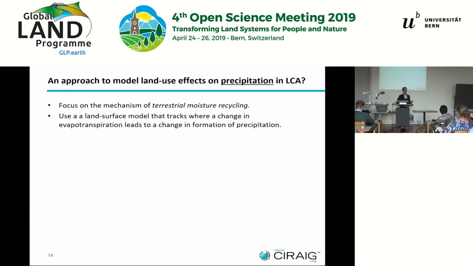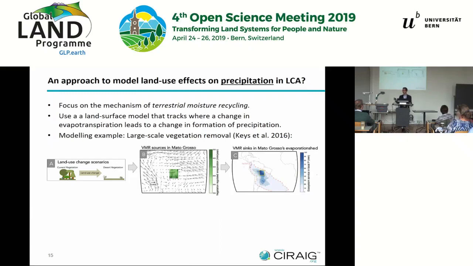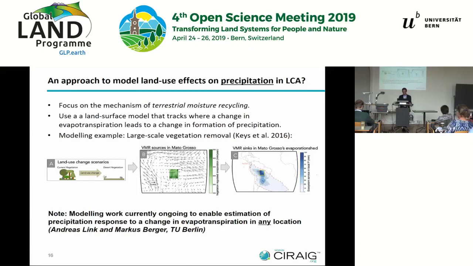And to do so, we suggest to use a land surface model that tracks basically where a change in evapotranspiration leads to a change in precipitation. As an example, the work done by two of our co-authors, Patrick Kane and Lan Wang, modeled large-scale vegetation removals and the consequences on evapotranspiration that led to a change in downwind precipitation. And there is some ongoing work at TU Berlin, where researchers are using a global model to link a change in evapotranspiration and a change in precipitation at different cells.